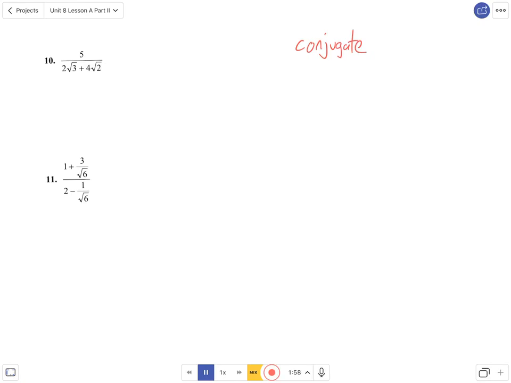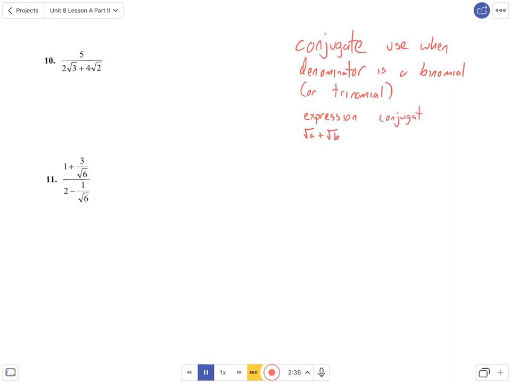Conjugate, we're going to use when the denominator is a binomial or trinomial. Okay, and here, if we have the expression of like rad A plus rad B in the denominator, the conjugate of rad A plus rad B is rad A minus rad B.